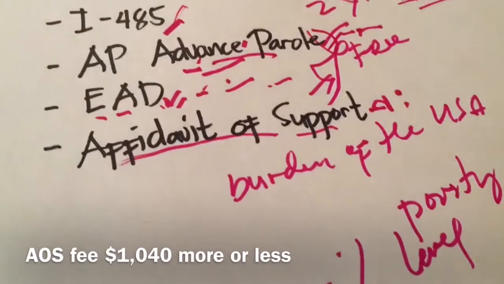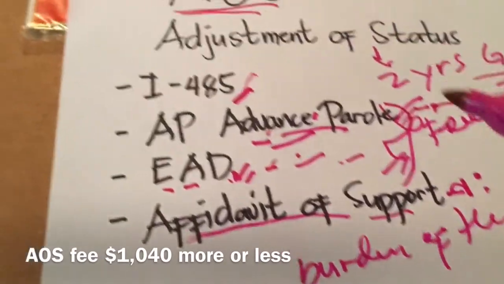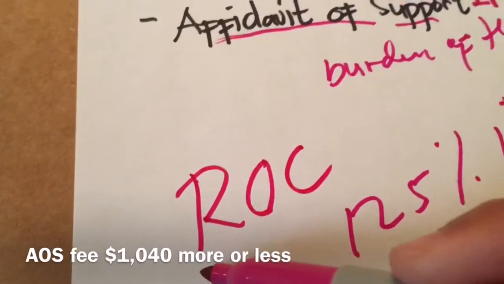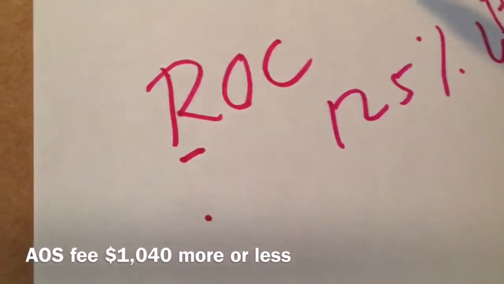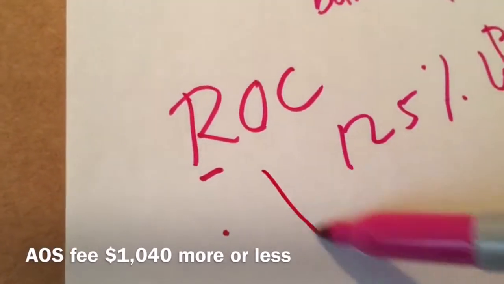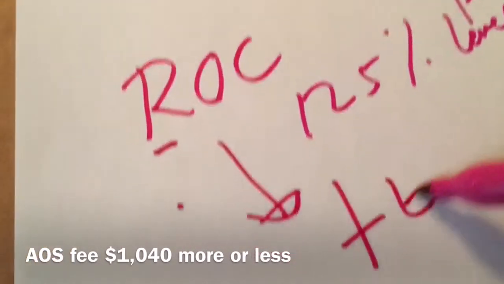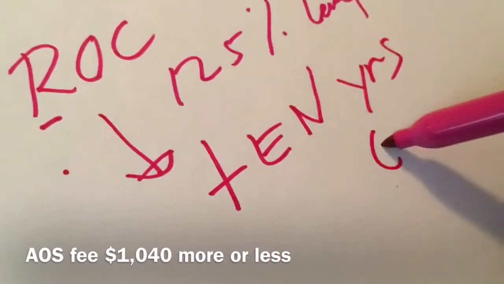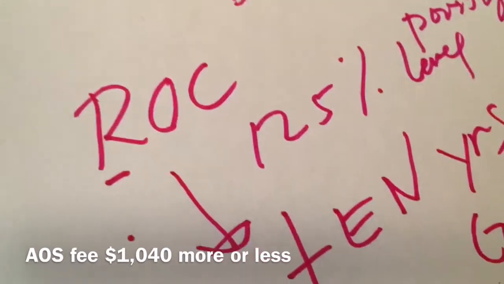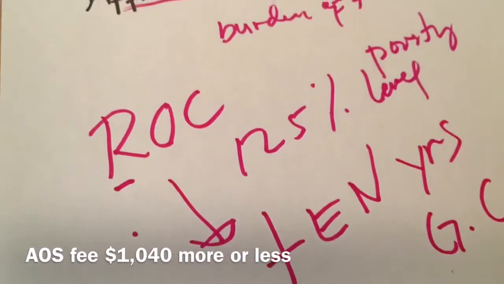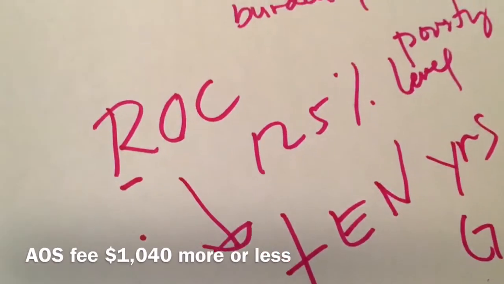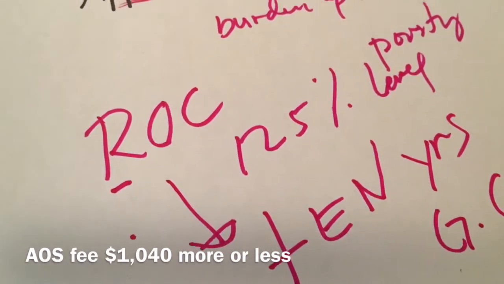So that's adjustment of status. The next thing you need to do is the ROC. What is ROC? It's removal of conditions. It's a 10 years green card, so you will be a legal resident in the USA for 10 years.